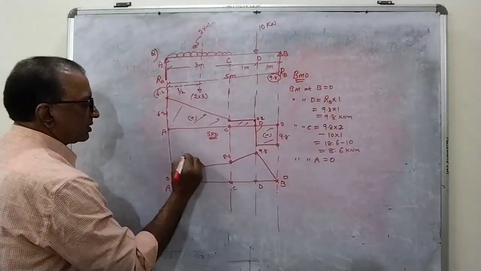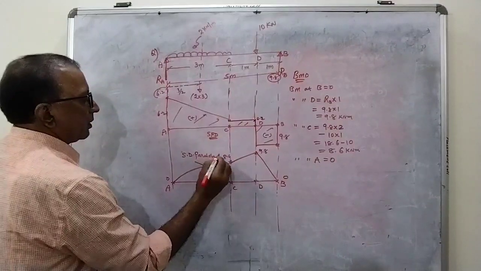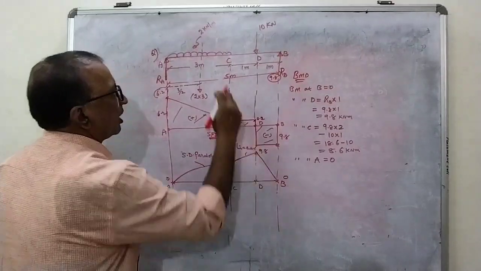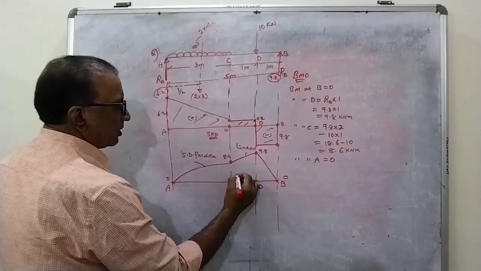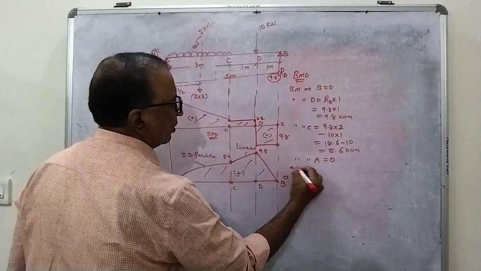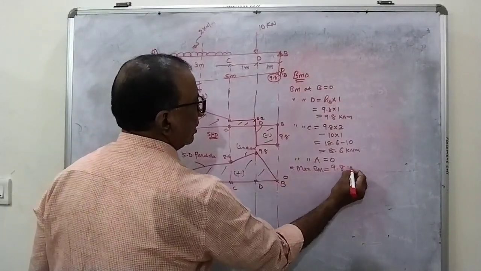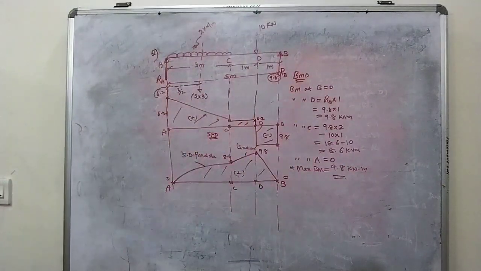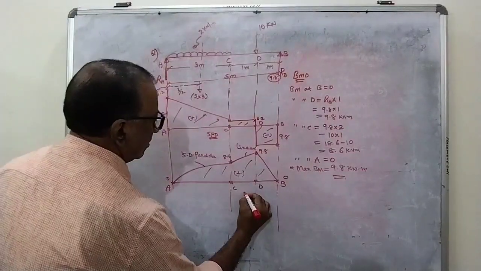So this is second degree parabola, and this is linear. Why? Because there is no UDL between C to B, so it is a straight line. So out of this, therefore maximum bending moment is equal to 9.8 kilonewton meter. This is the maximum bending moment. And this is your BMD.